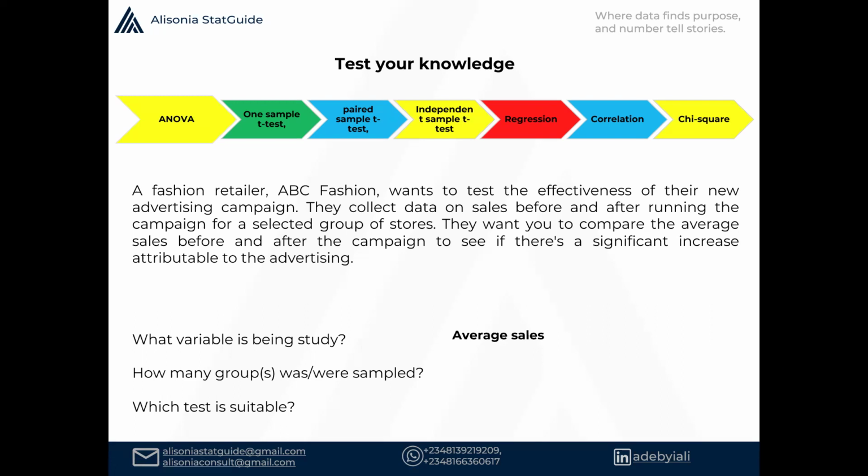So the variable being studied is average sales. The group is before and after, but this is the same group; they come from the same population. So we have before and after, two groups, the before group and the after group, and they come from the same population. We are going to have a paired test for that. Well, that's your correction.